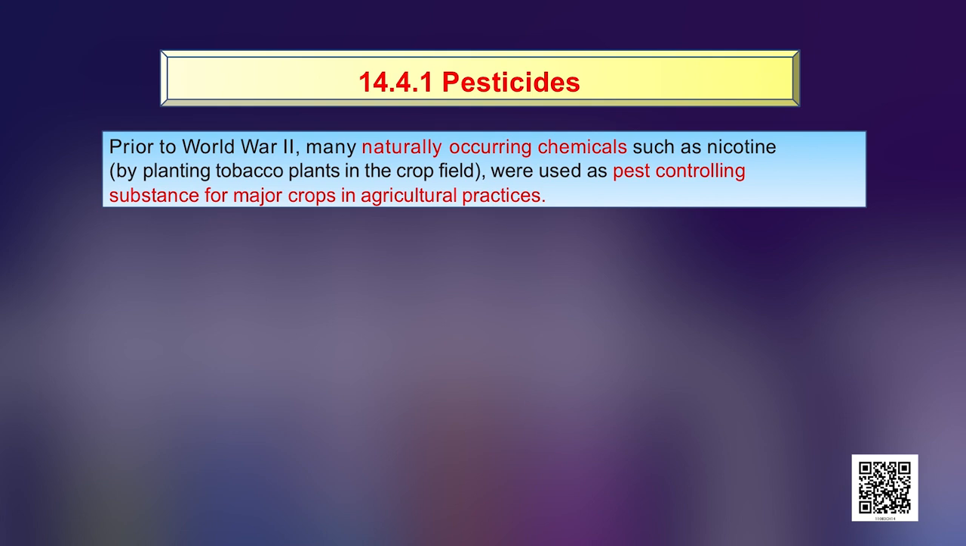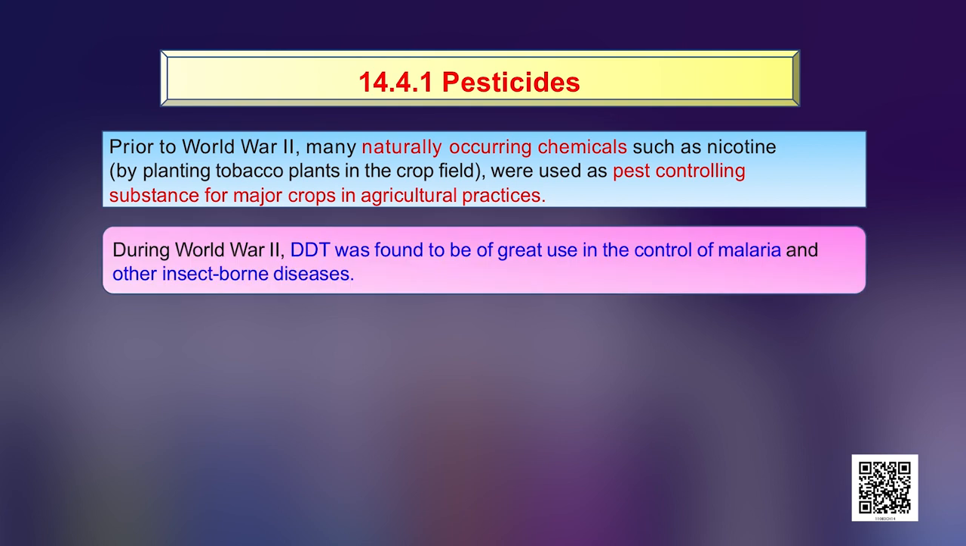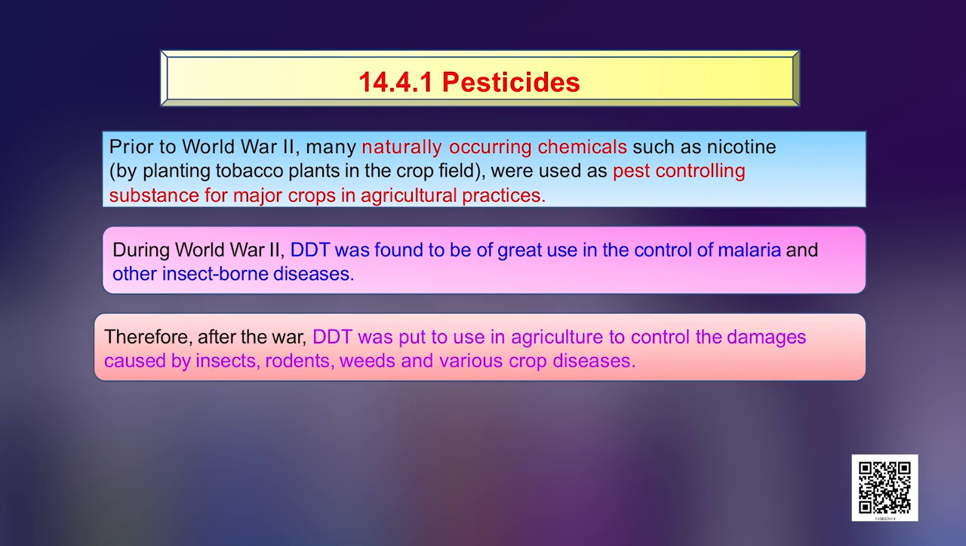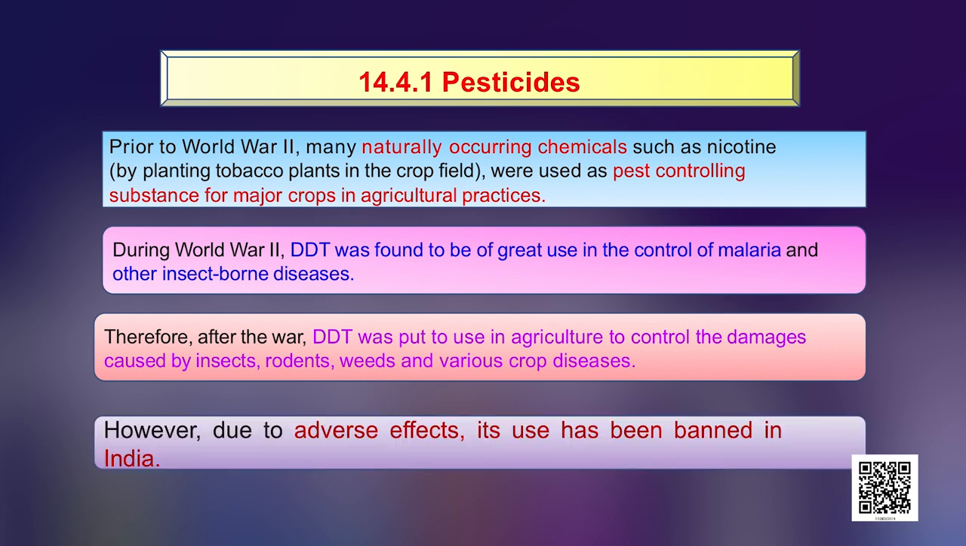Prior to World War II, many naturally occurring chemicals such as nicotine, which was coming by planting tobacco plants in the crop field, were used as pest controlling substances for major crops in agricultural practices. But during World War II, DDT was found to be of great use in the control of the malaria and other insect-borne diseases. Therefore, after the war, DDT was put to use in the agriculture also to control the damages caused by the insects, rodents, weeds and other crop diseases. However, due to the adverse effects, its use has been banned now in India and other countries.